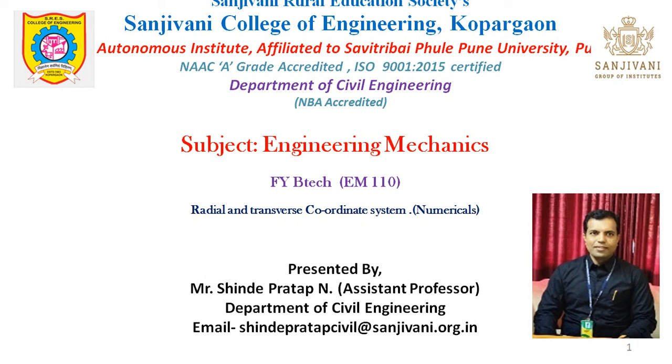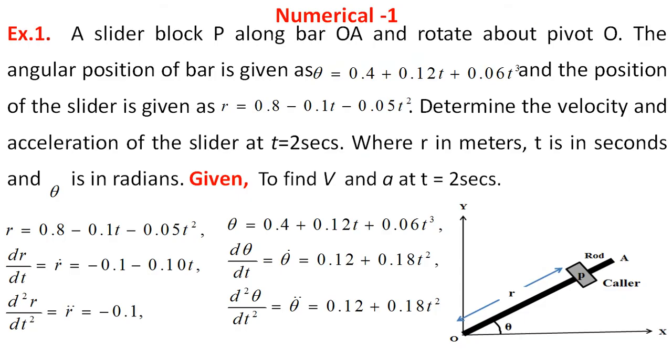In the previous lecture, we have learned the different formulas required to find the radial and transverse coordinates: velocity along the radial direction, velocity along the transverse direction, and acceleration along the radial and transverse directions. That formula we have learned. So today we are going to solve some numericals using those formulas. Let's begin with the first numerical.